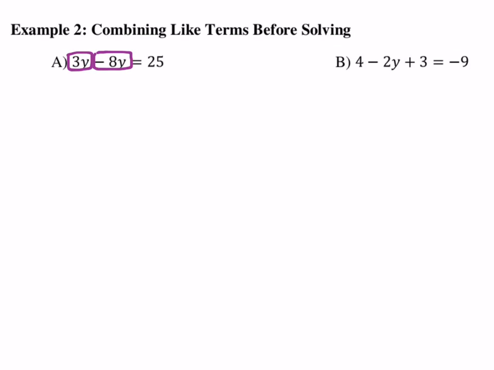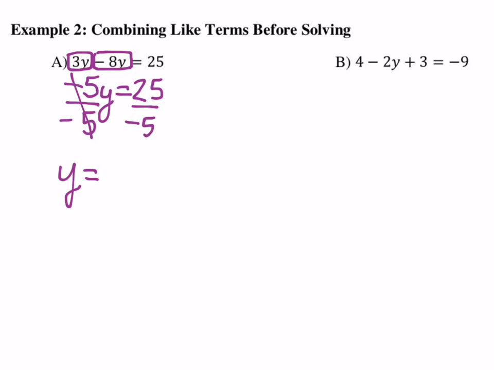So to combine these together, because they are the same variable, we have 3 minus 8 would be negative 5y equals 25. So this is a one-step equation now. How do we get the negative 5 and the y to separate? Well, they're being multiplied, so their opposite is division. So y equals 25 divided by negative 5, which is negative 5. That's all you're going to do.